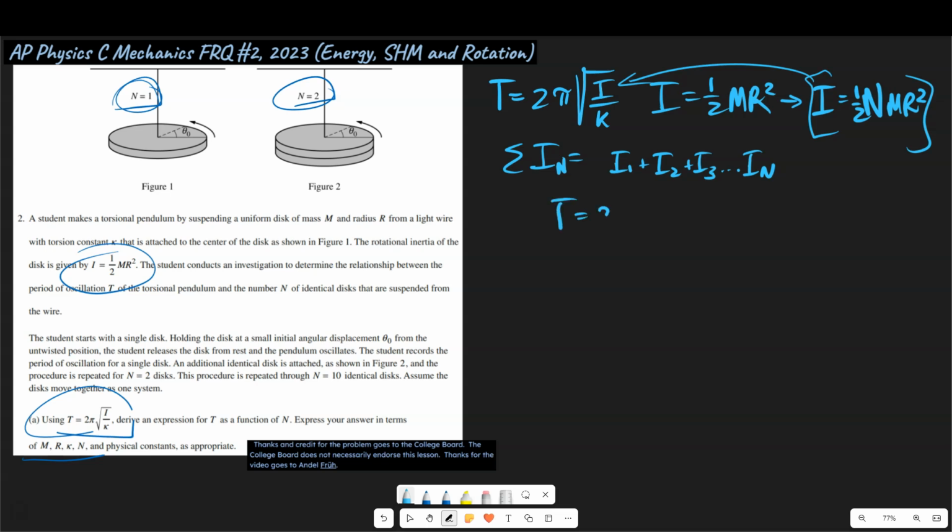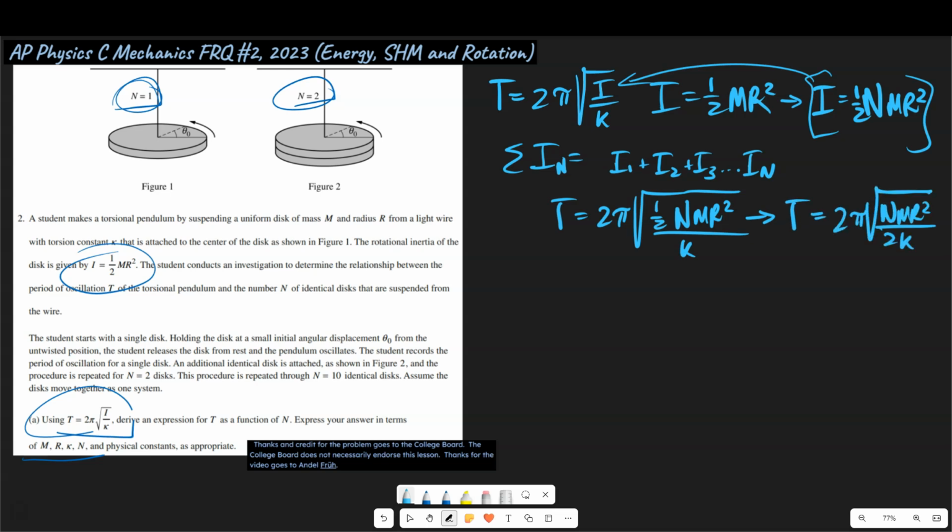So we end up with this. And to simplify a little bit, we end up with something like this. And that's fundamentally the answer. So it's actually a pretty easy beginning to one of these FRQ problems. It's a good start for 2A. We'll label this as A right here. And let's go ahead and move on to B and see what we have.